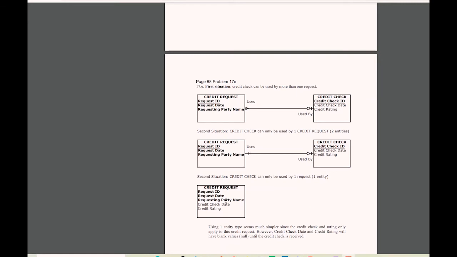Basically, here we can put these together. We could have probably done the same thing here. Why bother having two entities? Okay, so use one entity in this case.